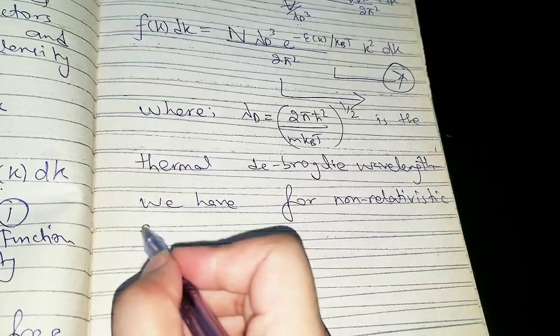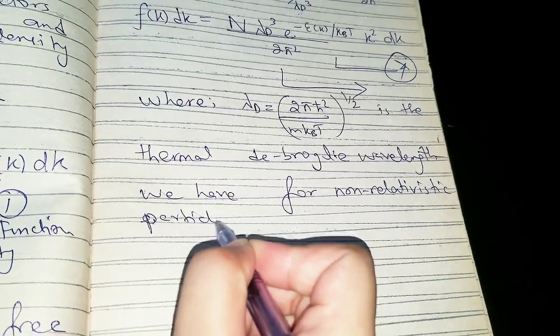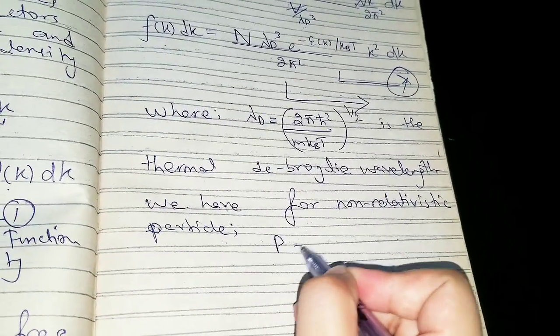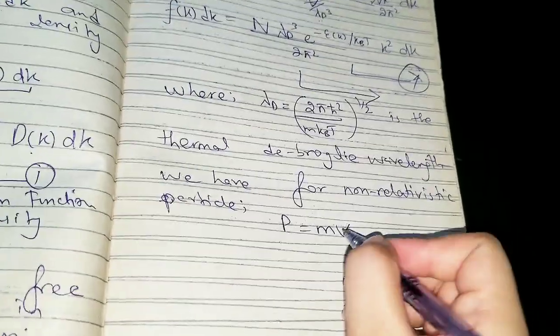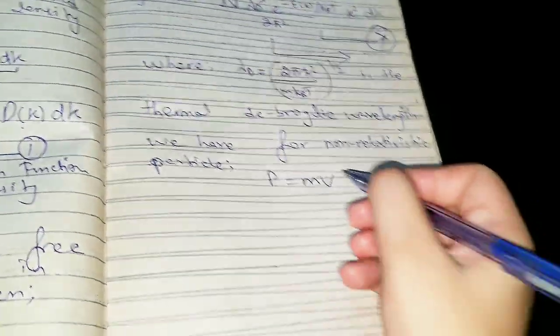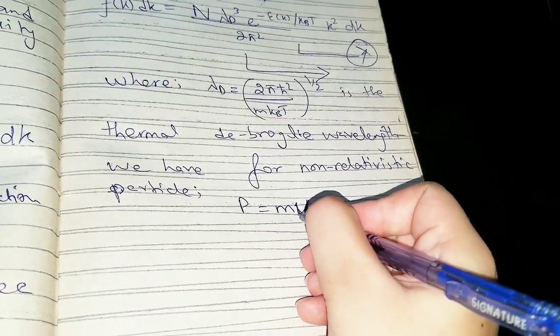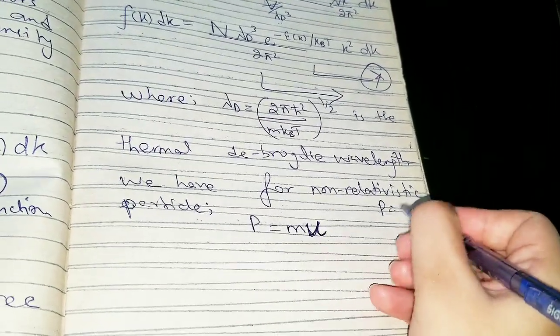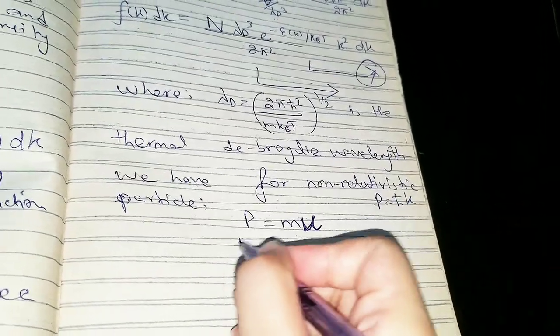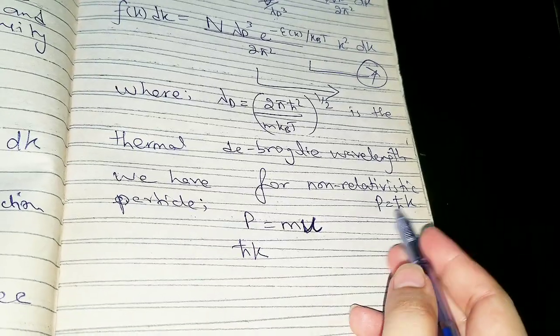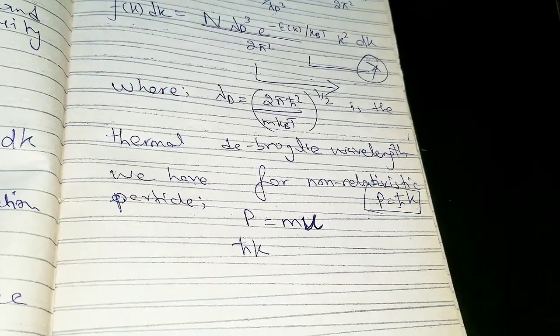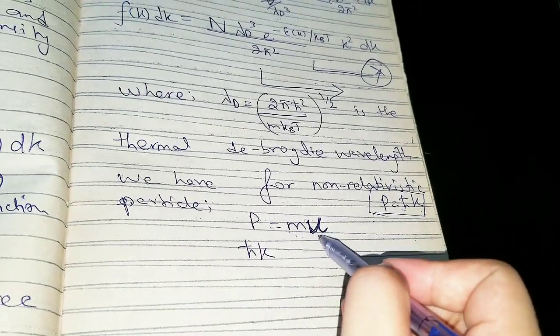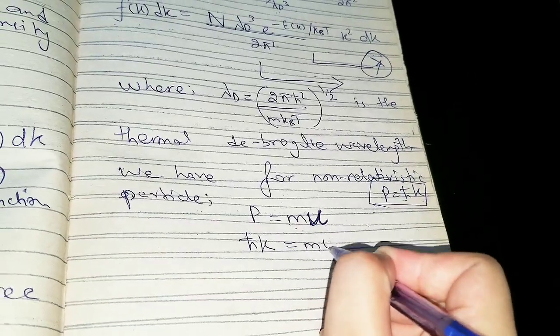For a non-relativistic particle, we know that P is equal to mv. Okay, I'm using u as speed. So we know that quantum mechanically P is equal to h cut k, so we'll write h cut k here. P is equal to h cut k is the momentum expression in quantum mechanics, and P is equal to mu in classical mechanics.